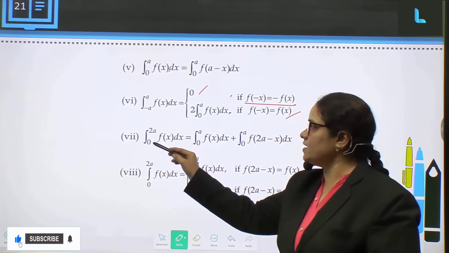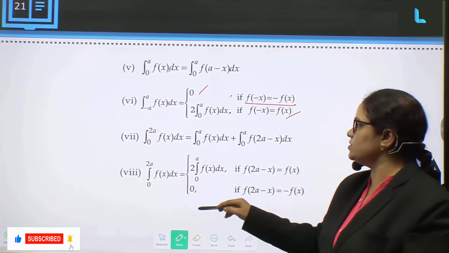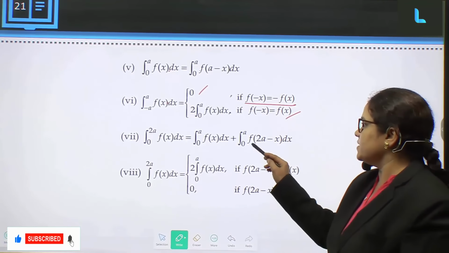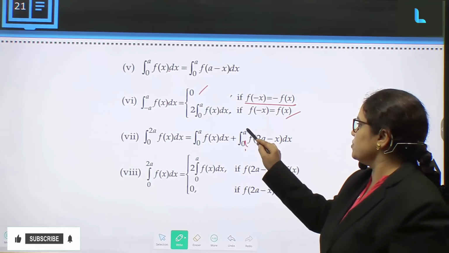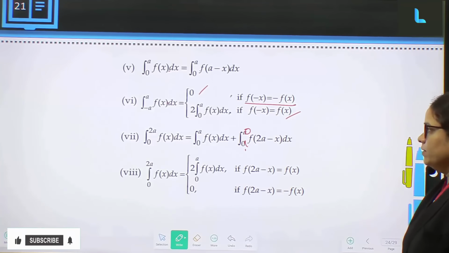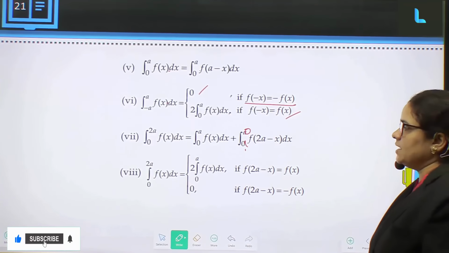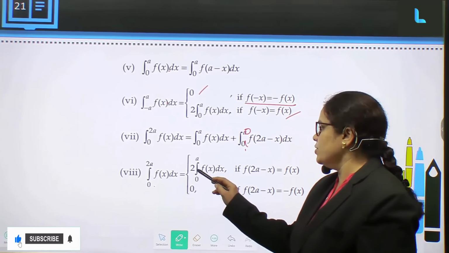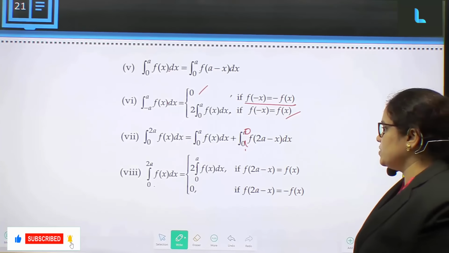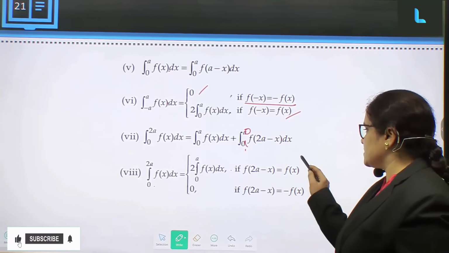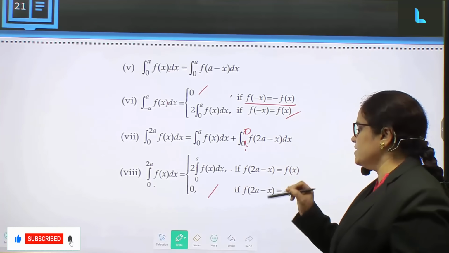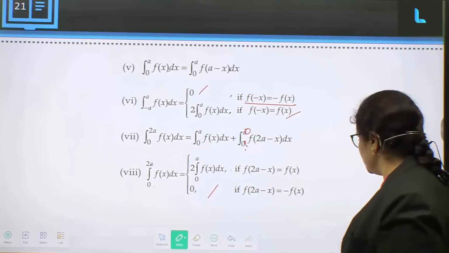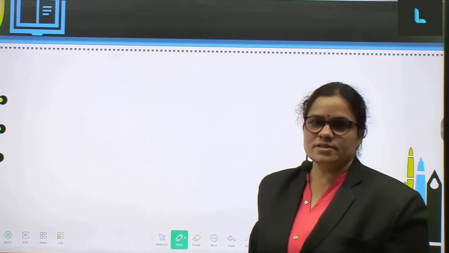Next one is integral 0 to 2a f of x into dx value is integral 0 to a f of x dx plus integral 0 to a f of 2a minus x into dx. Next, integral 0 to 2a f of x dx equal to 2 into integral 0 to a f of x dx in this case, and in this case the value is 0. Okay, thank you. This important note is finished in this chapter.